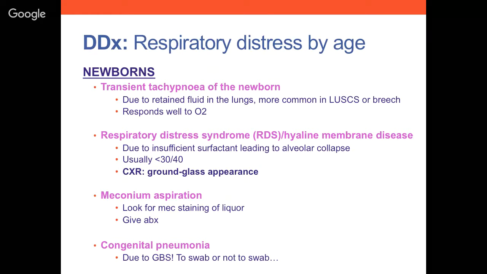Cool. So what I've done is I've put all the respiratory stuff by age and by symptom. With newborns, I think the 4 most commonly tested things, also things you just need to know, is firstly transient tachypnea of the newborn. This is when there's too much fluid left in the lungs. It's more common with a Caesarean presentation or a breech presentation, and it responds well to oxygen.